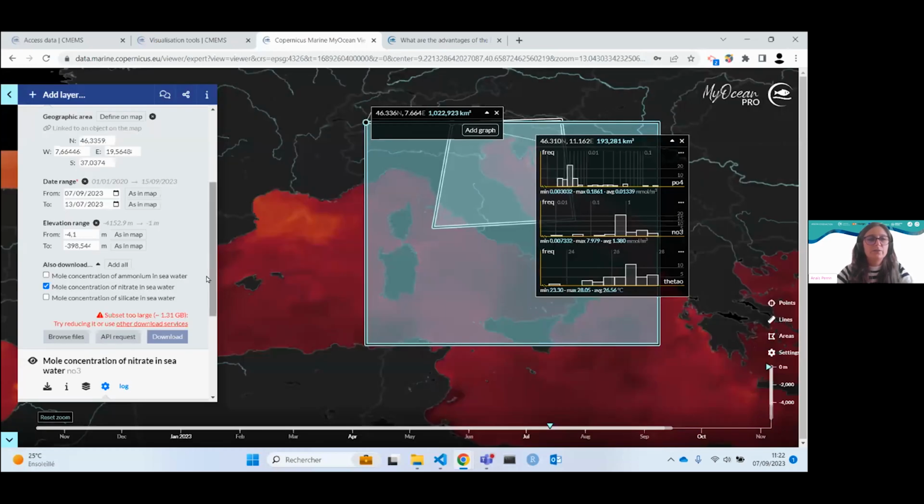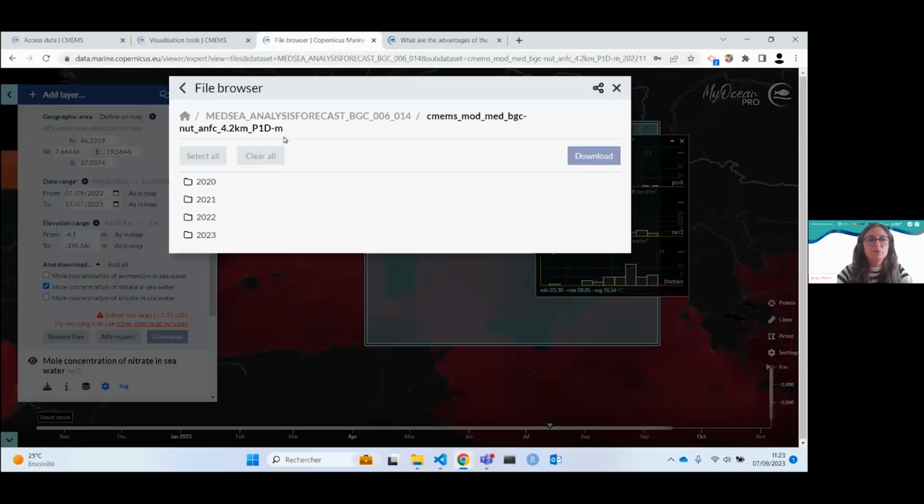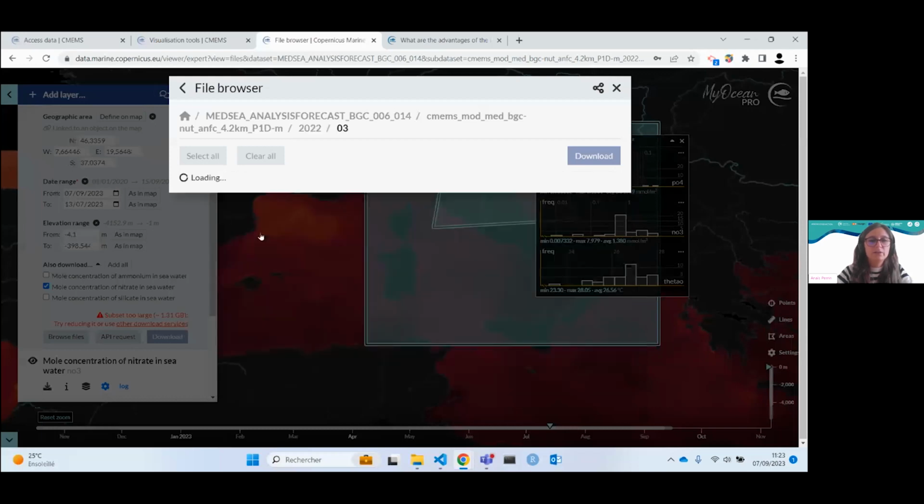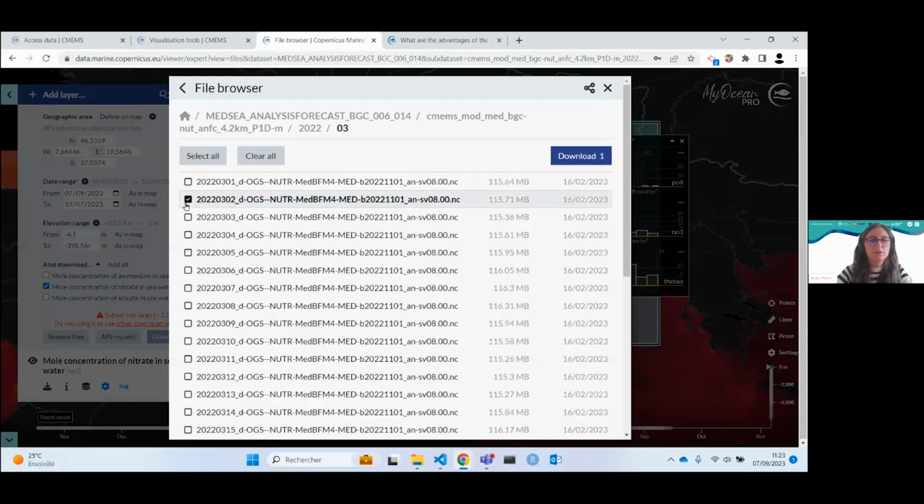The new version of the MyOcean viewer allows you to download with another option, browse files. It concerns the acquisition of the native files and therefore not a subsetter. All you have to do is browse the directory and select directly the files you want to download here.